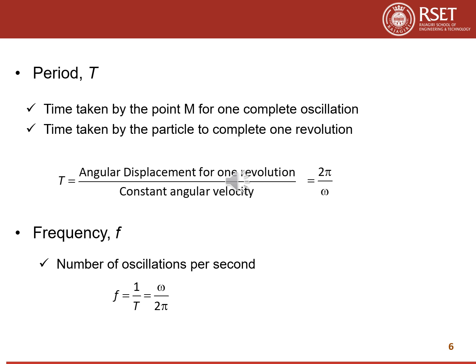Next term is frequency. Frequency is defined as the number of cycles per second. That is, frequency will be equal to 1 by T, that is 1 by time period, which will be equal to omega by 2 pi. And the unit will be hertz. 1 hertz will be equal to 1 cycle per second. Now, natural frequency will be the frequency of free vibration.